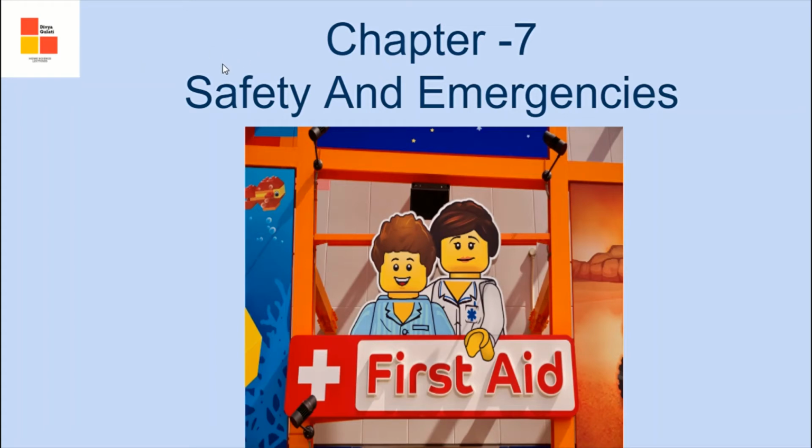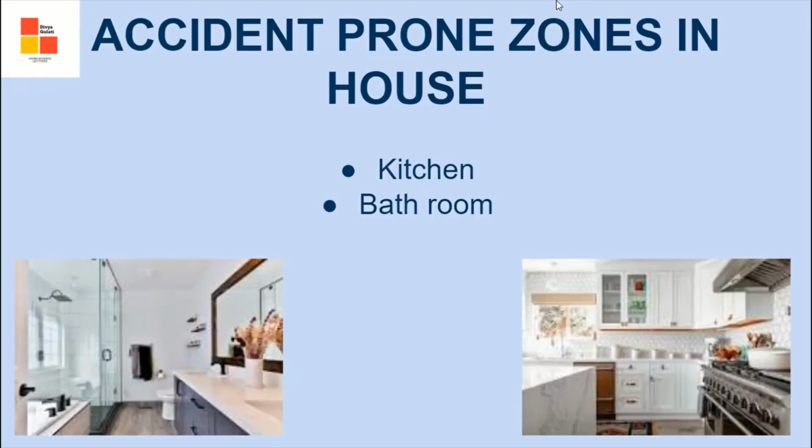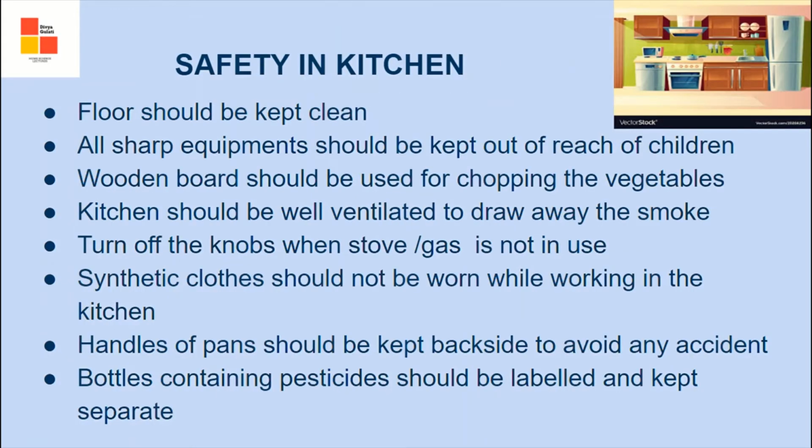Children, let's talk about the new chapter, Safety and Emergencies. What are the various accident-prone or unsafe zones at home? There are mainly two zones, the kitchen and the bathroom. So let's talk about how to take safety measures in these two areas.